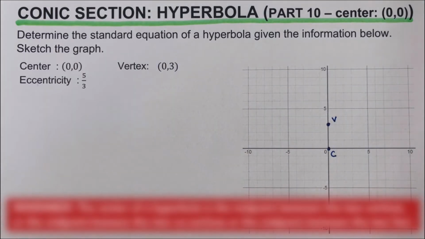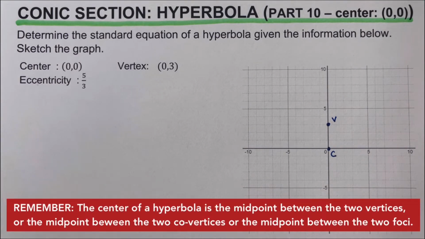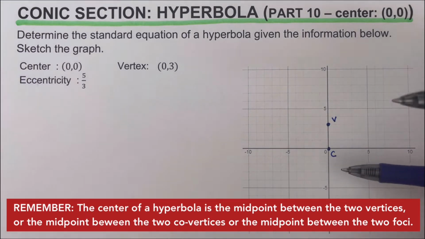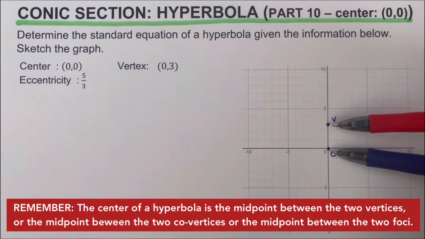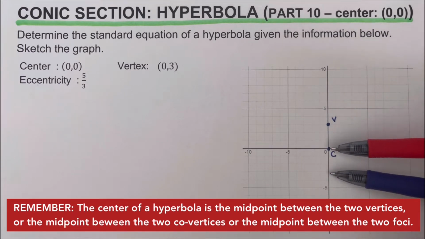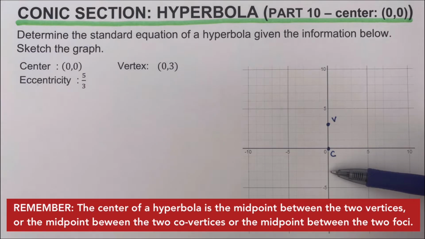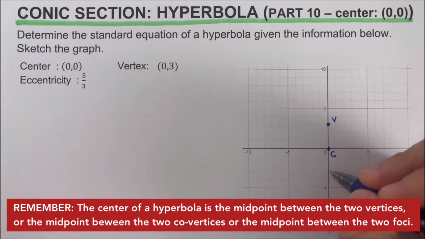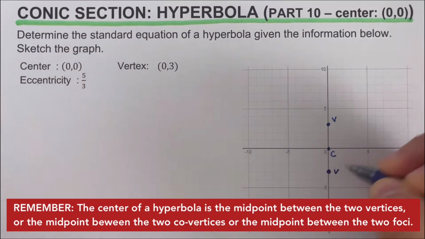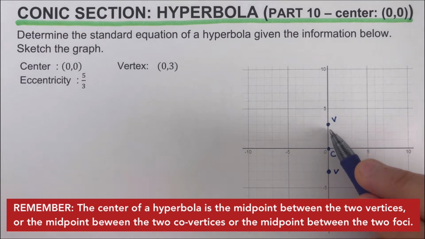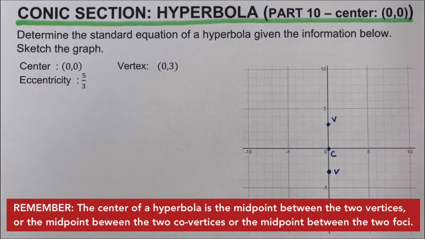Now we remember that the center of the hyperbola is the midpoint between the two vertices, the midpoint between the two co-vertices, or the midpoint between the two foci. This tells us that since this is the distance from the center to the vertex, the other vertex would be down across with the same distance. So this is where the other vertex is going to sit. So if you notice, our center is actually the midpoint between these two vertices.